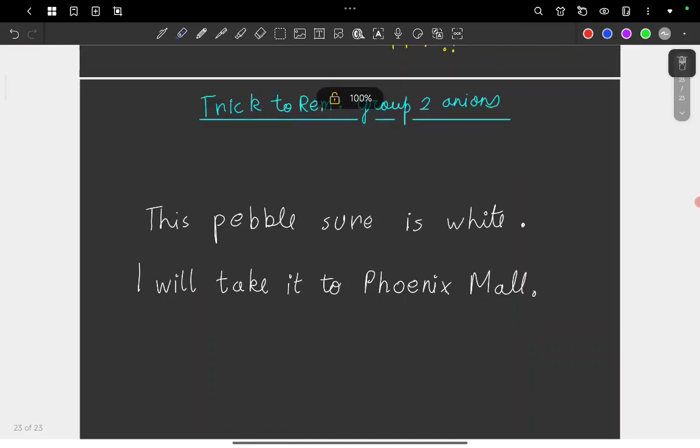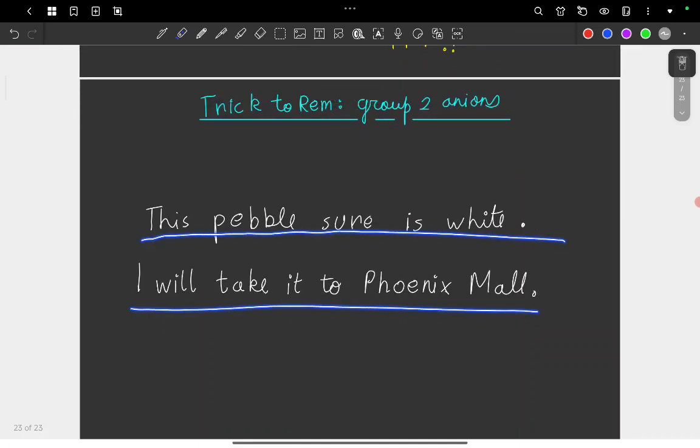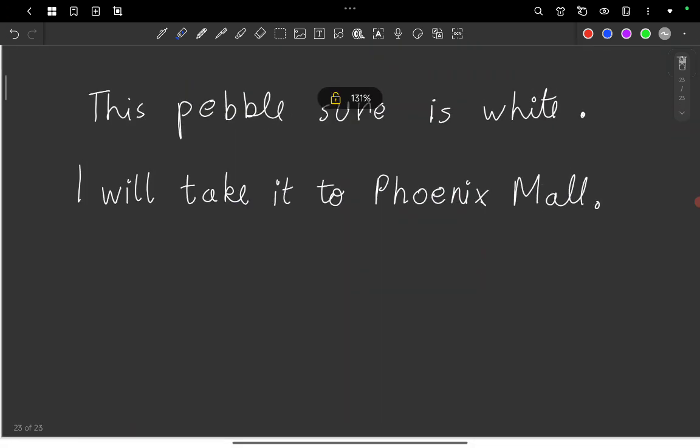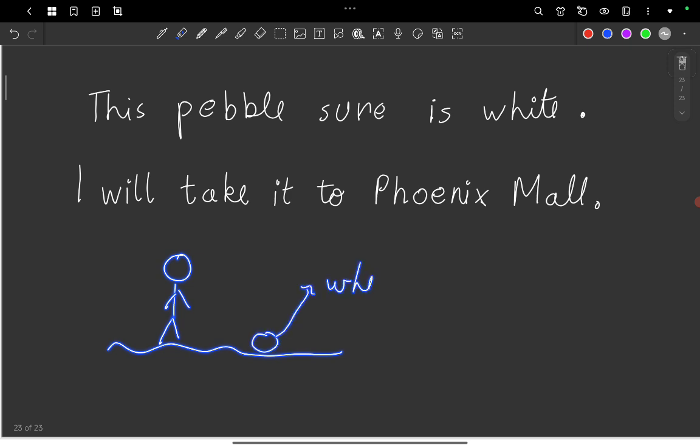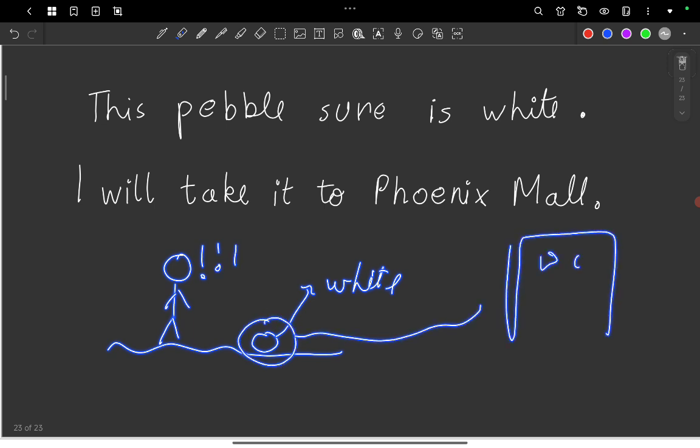And even for them, there's a trick to remember. Group 2 anions: this pebble shot is white. I will take it to Phoenix Mall. Now basically you were walking on the beach. You saw a pebble which is white in color, and you were so amused by the color of this pebble, you wanted to take this to a mall. And that mall was called the Phoenix Mall.